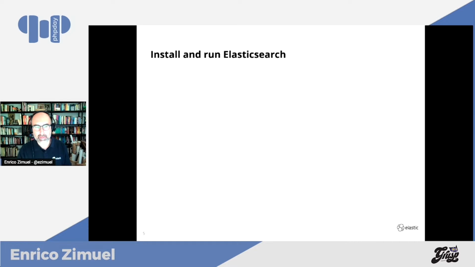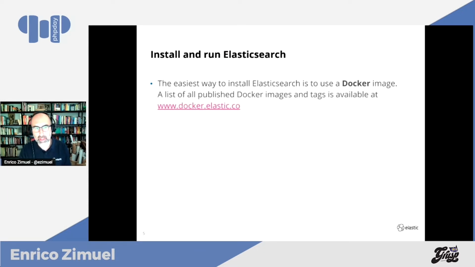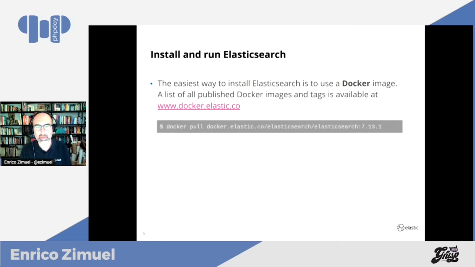How can you install and run Elasticsearch? As I mentioned, Elasticsearch is free and open software. So the easy way actually is you can download it if you want and run it by yourself. But we provide a nice Docker image on docker.elastic.co. So if you go here, you can download it. For instance, if you want to pull the latest version, that actually is 7.13.1, this is the command to get the image.